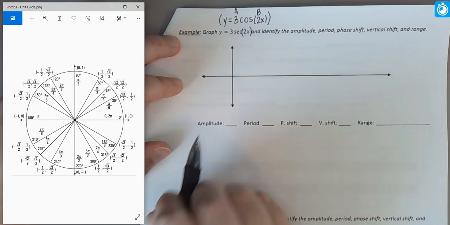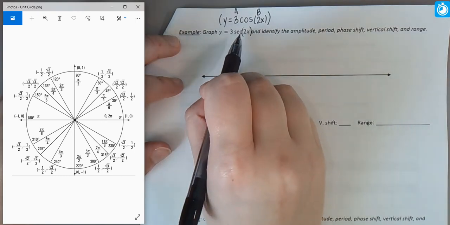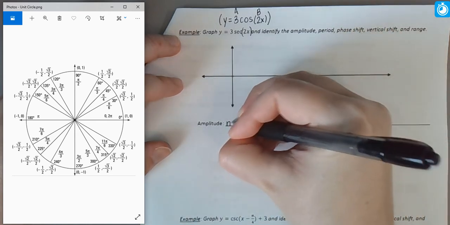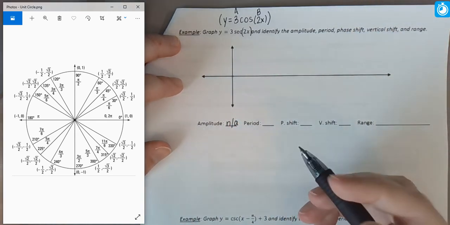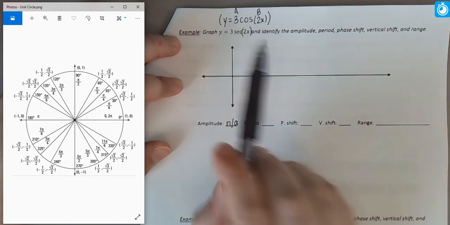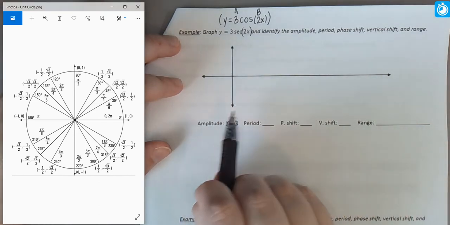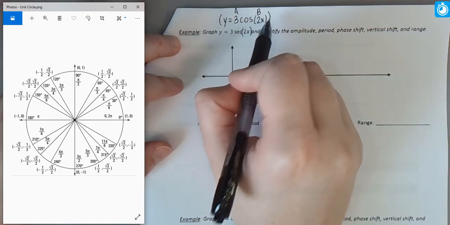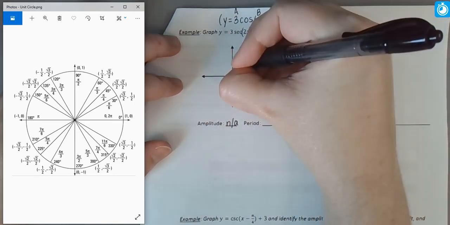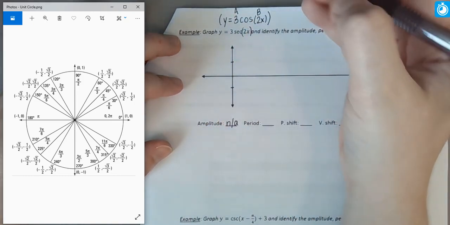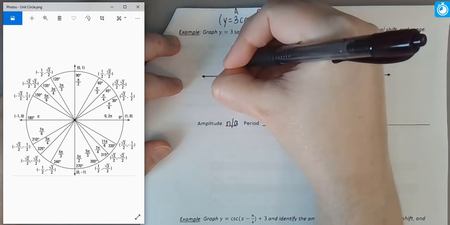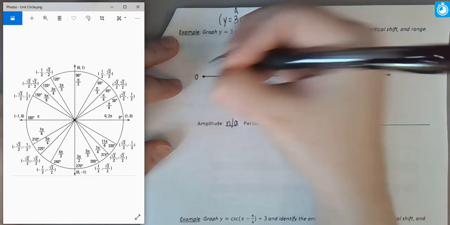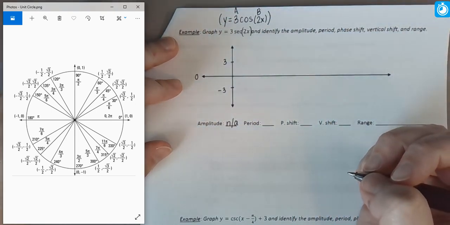Be careful here, though. When we identify the amplitude for the corresponding secant graph, the secant doesn't have an amplitude, because remember, amplitude represents the height of the graph. Secant increases and decreases without bounds, so it doesn't have an amplitude. But if we're graphing the cosine as a guideline, the cosine we graph is going to have an amplitude of 3. We don't have a vertical shift, so that means we increase to positive 3, we decrease to negative 3, and then we have that central line at 0 in the middle.